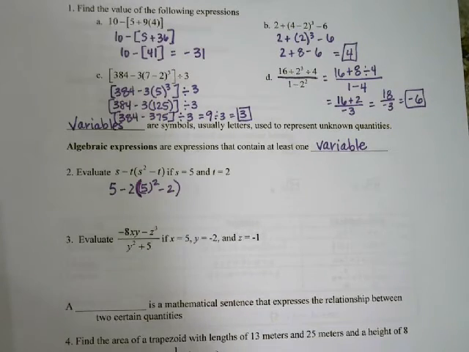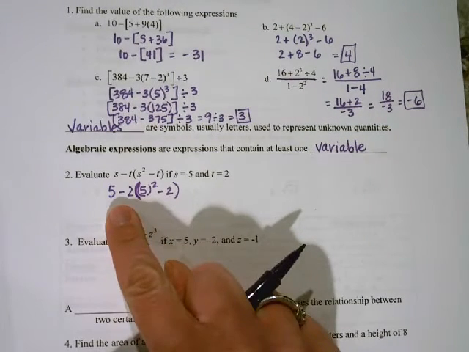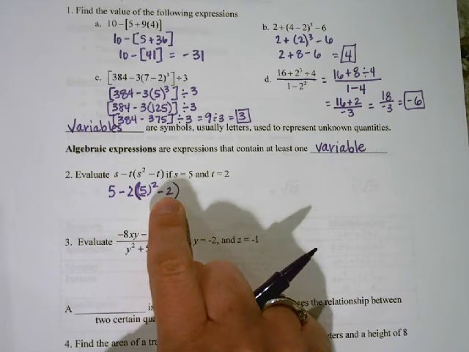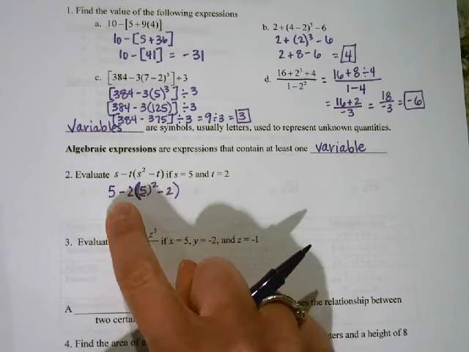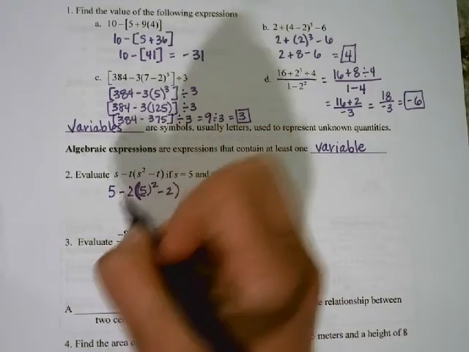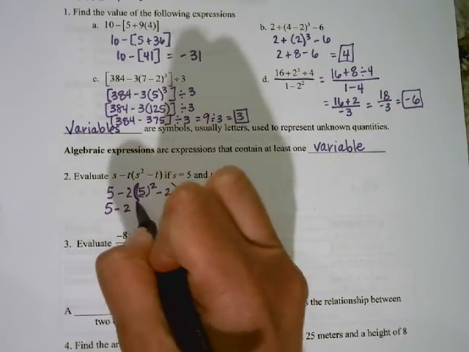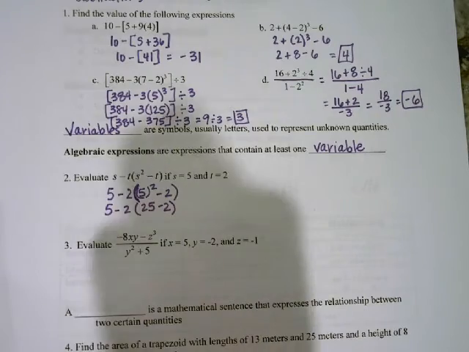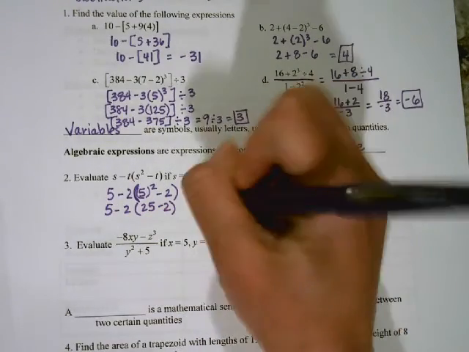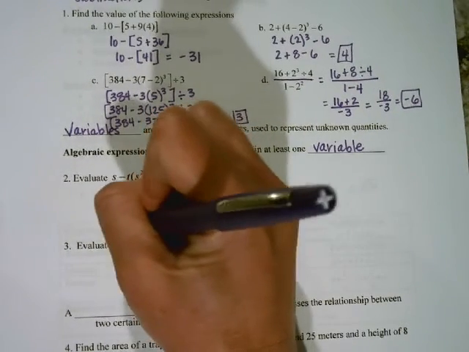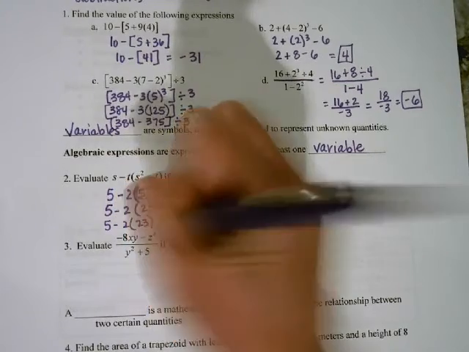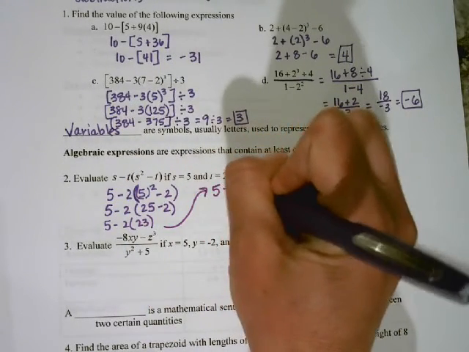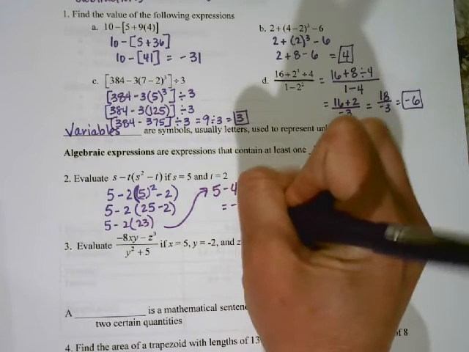All right, now be very careful. A lot of you are going to want to say, hey, I know 5 minus 2, that's 3. But be careful because that negative 2 is multiplied by everything inside of that parentheses. You have to do that first. No subtracting right there. So 5 minus 2 times 25 minus 2 more. 25 minus 2 is 23. So we get 5 minus 46, which is negative 41.